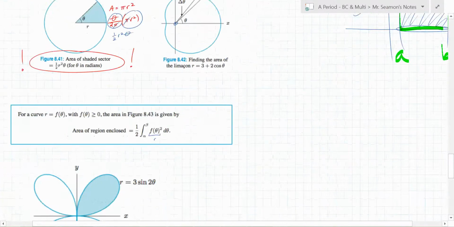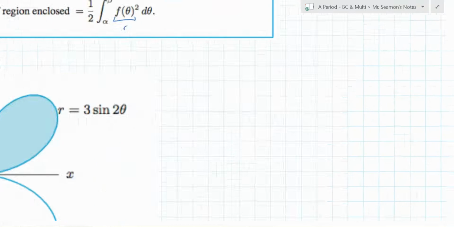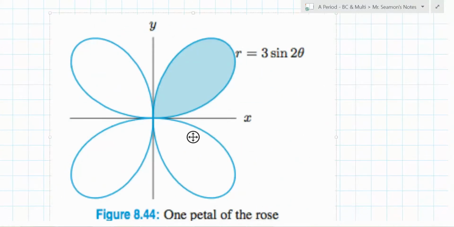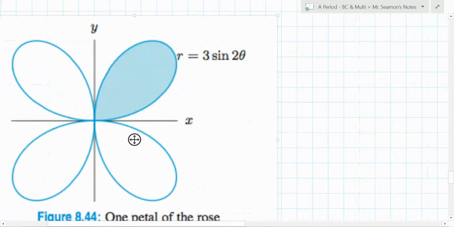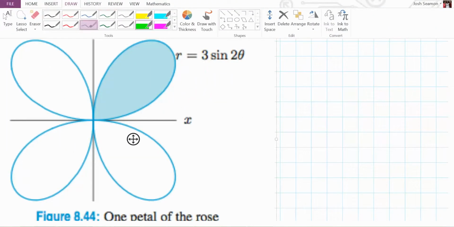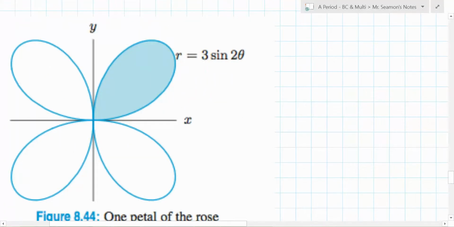It's not as straightforward. So for example, here is the graph of one of the functions we graphed before. r equals 3 sine 2 theta. So if we were to write the integral without the alpha and beta values, you would have the integral of 1/2. And what goes right here?